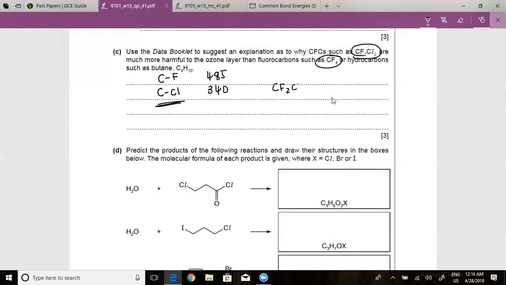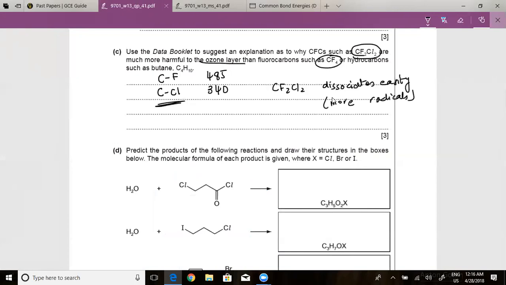CF2Cl2 dissociates easily, so it forms more radicals. And radicals act as catalysts to the reaction of decomposing the ozone layer. So, in O3 going to O2.